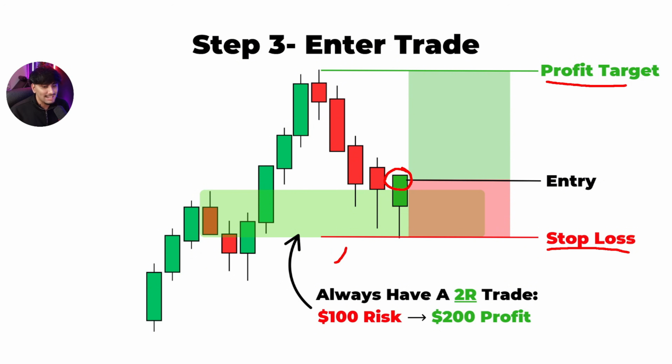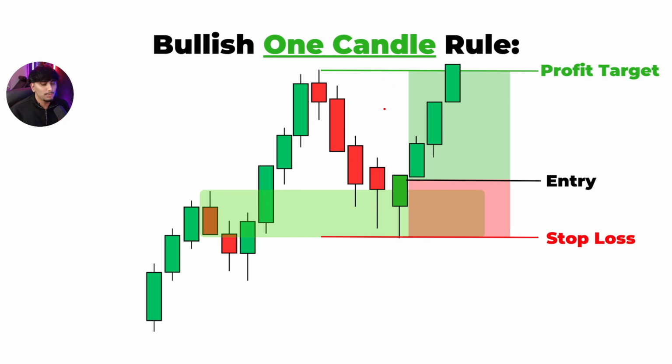For my stop loss, I simply put it at a break of the one candle rule. For my profit target, you can put it at high of day or wherever you get a minimum of a 2R profit target. All this means is if we enter here and we're risking to lose $100 at our stop loss right here, well, we need to make at least $200 of profit when we do come up into that profit target. And here we can see when we play out the trade, this trade worked very nicely all the way into our profit target. And this is exactly how the bullish one candle rule looks.